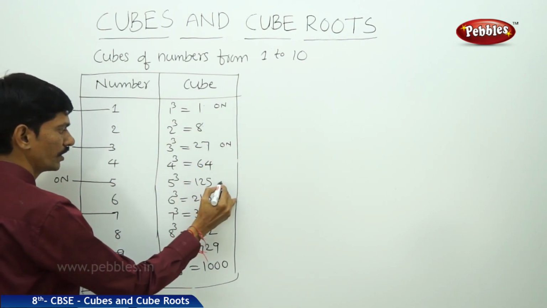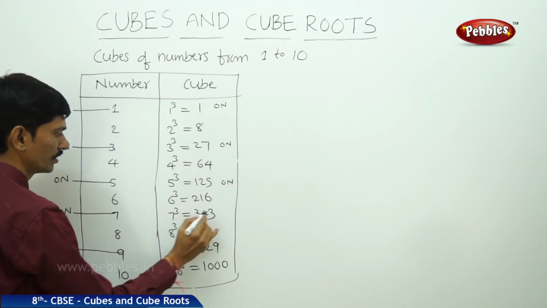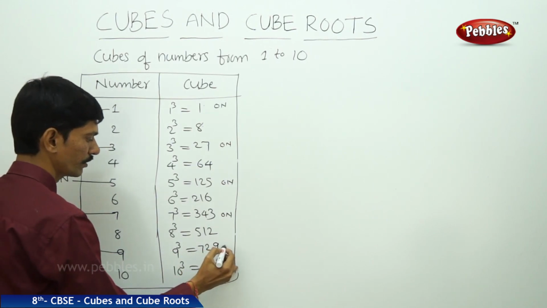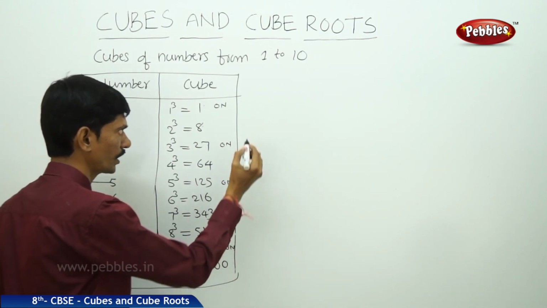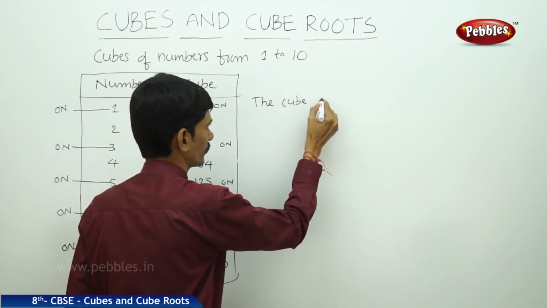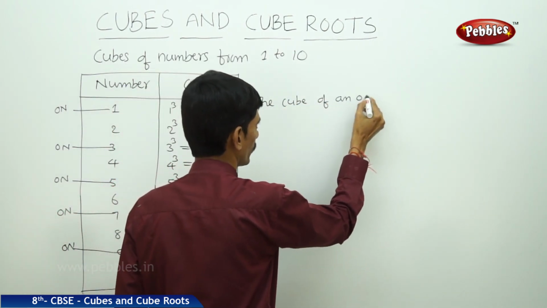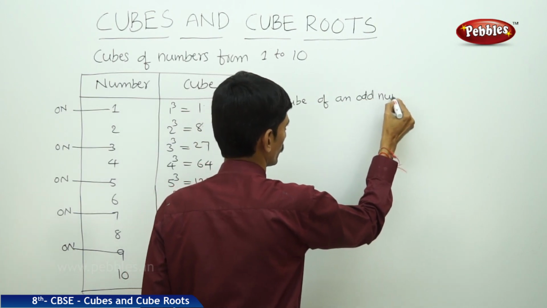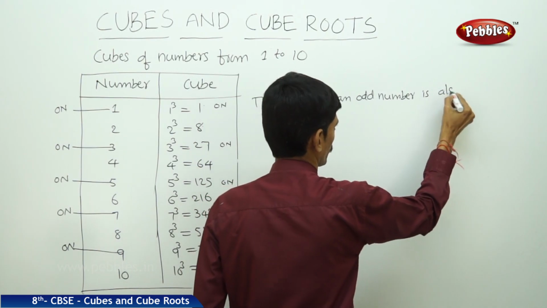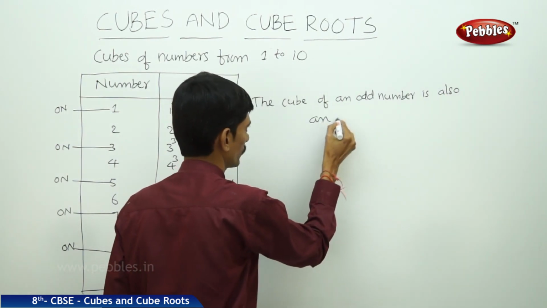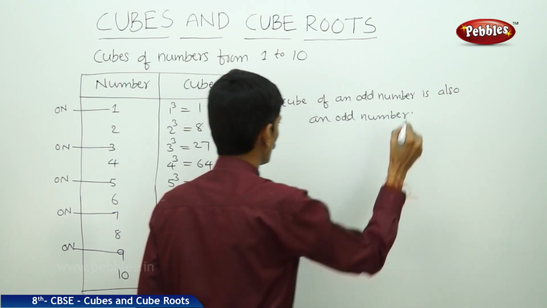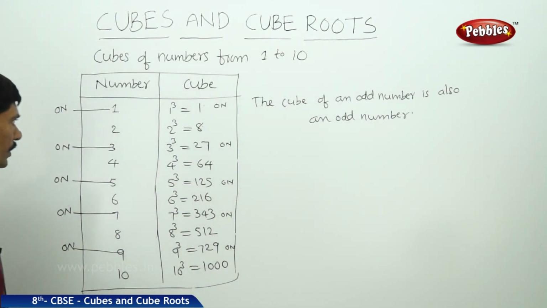5 cube 125 is also an odd number. Next, 7 cube 343 is an odd number, and 9 cube 729 is also an odd number. So we can write that the cube of an odd number is also an odd number.